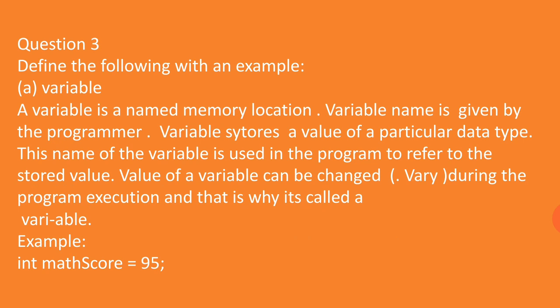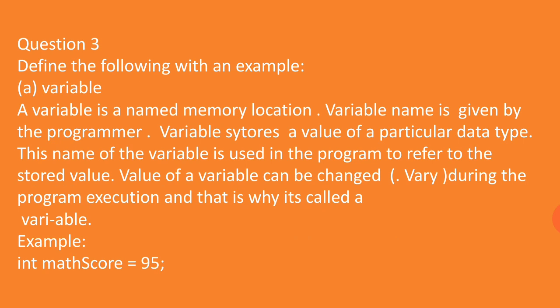Now question number 3. Define the following with an example. Variable. A variable is a named memory location. Now from where it gets its name, it is given by the programmer. Variable stores a value of a particular data type. This name of the variable is used in the program to refer to the stored value.